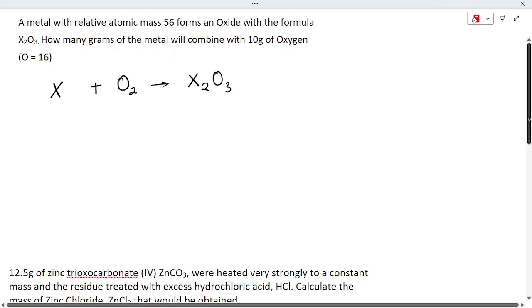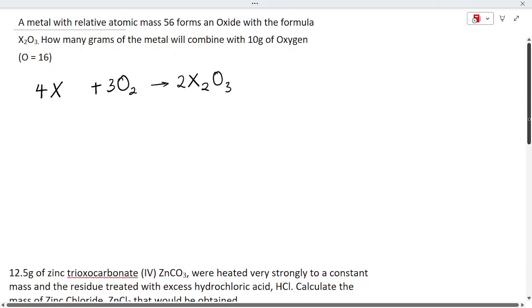However, we need to balance the chemical reaction. Again, go through my videos on balancing chemical reactions and you will see exactly how to go about that. But in this case, simply place a 2 here, place a 3 here, and then place a 4 here. So you can see for the metal we have 4 atoms, oxygen 6 atoms, and oxygen here 6 atoms, and the metal 4 atoms.